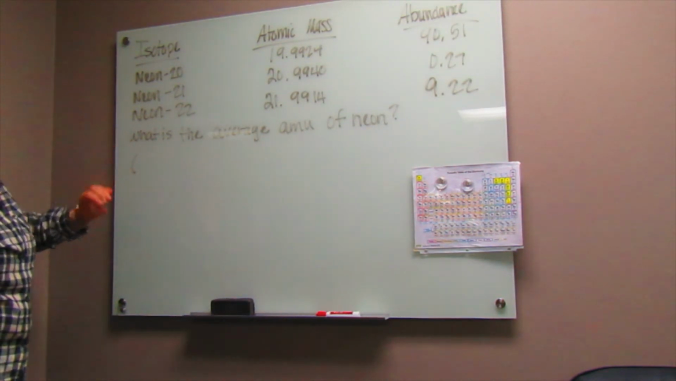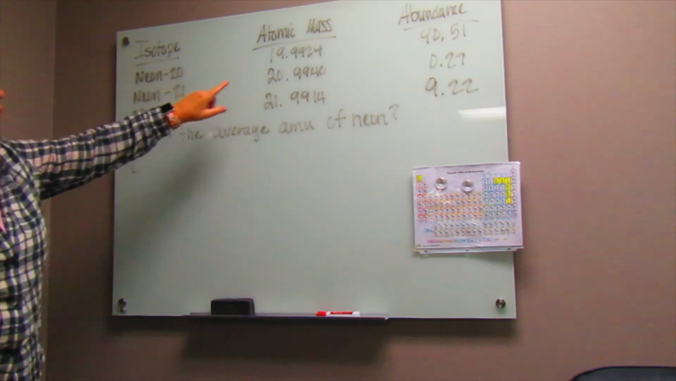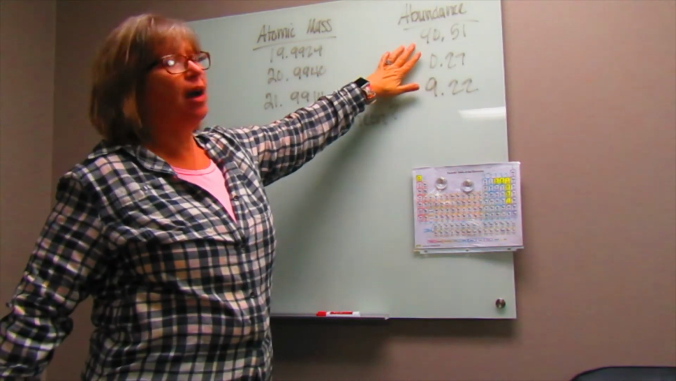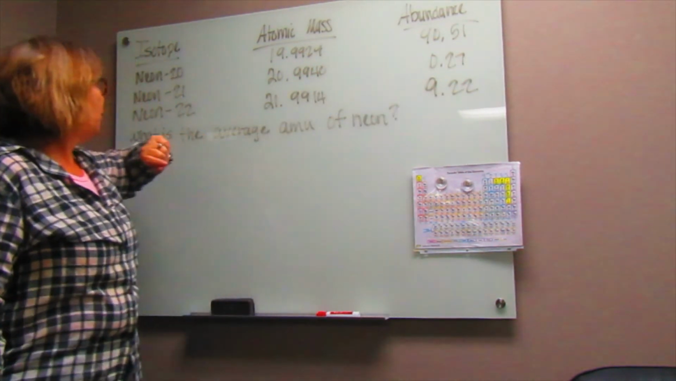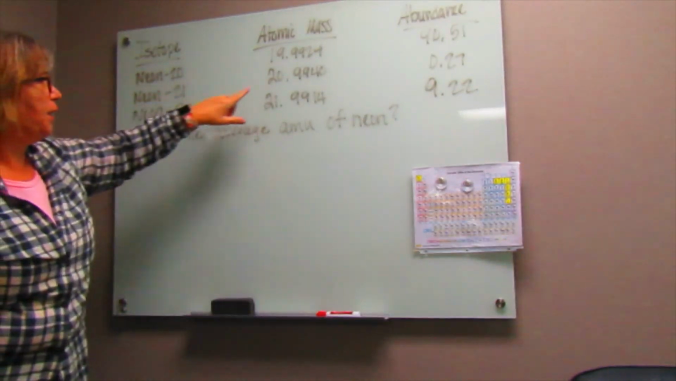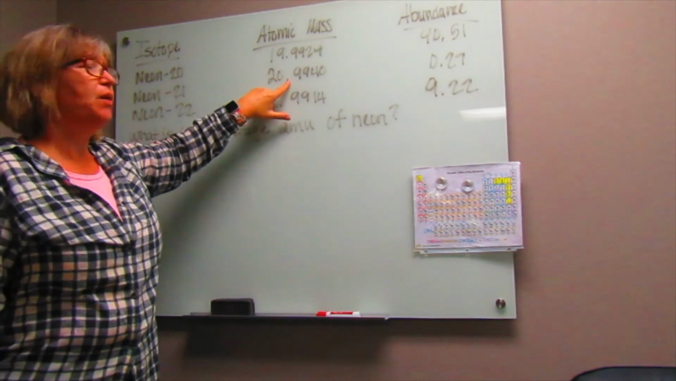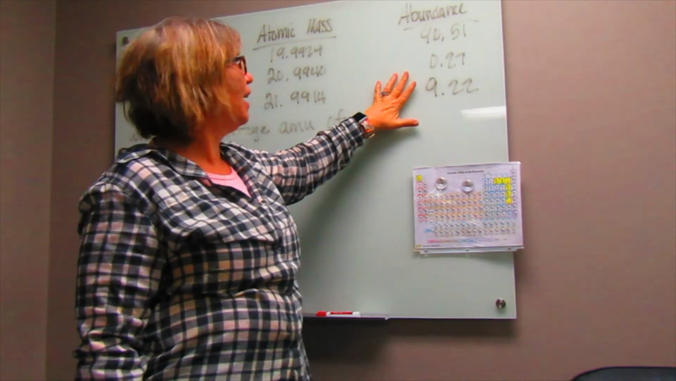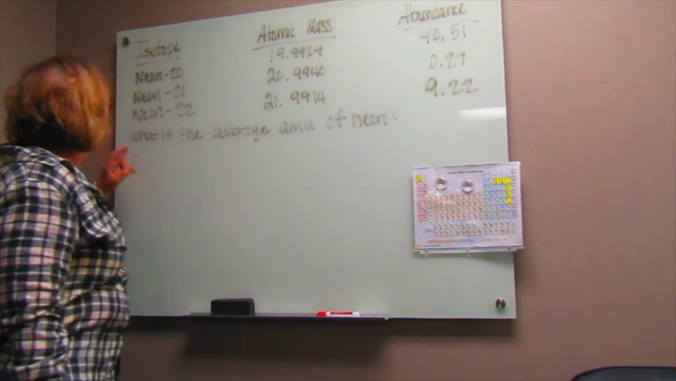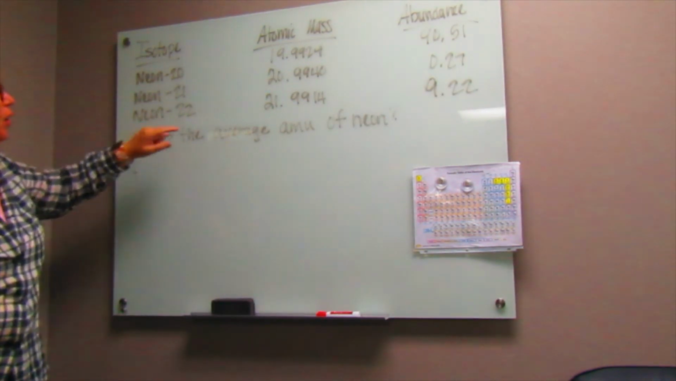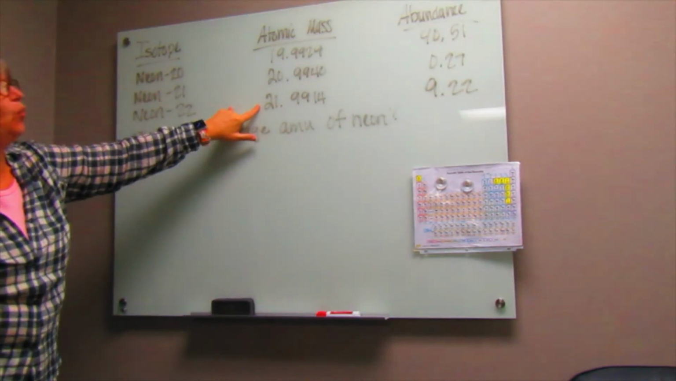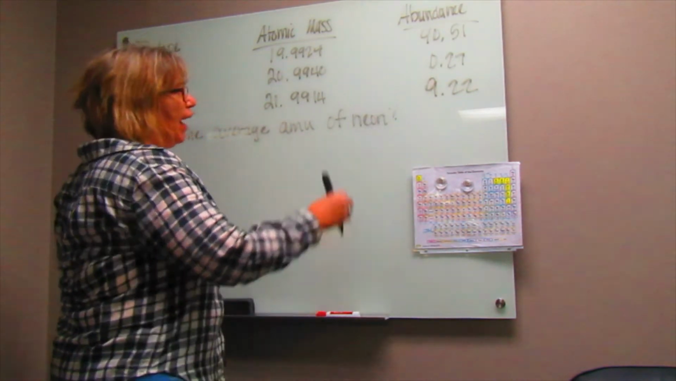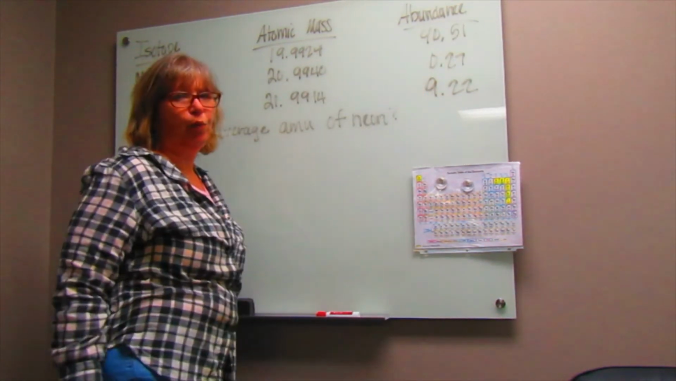So let's take a look and see what we've got here. We've got neon 20 with an atomic mass of 19.9924 and an abundance of 90.51. Then we have neon 21 with an atomic mass of 20.9940 with a percent abundance of 0.27. And a neon 22 with an atomic mass of 21.9914 with an abundance of 9.22. And remember, when you add these abundances up, they should equal 100.